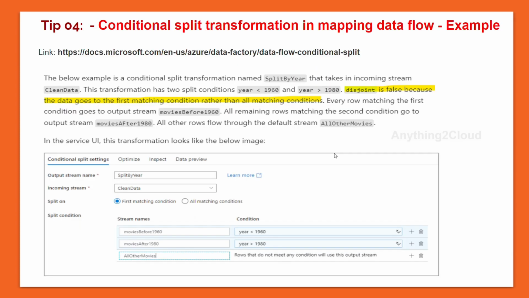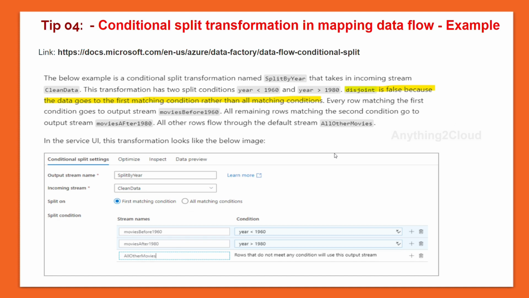Moving on to the next one. Next one is regarding conditional split example in the data flow. In the data flow, as we see in the screenshot, we're going to split the incoming stream by year. We have year less than 1960 and year greater than 1980. So that's how we're going to split the incoming stream.